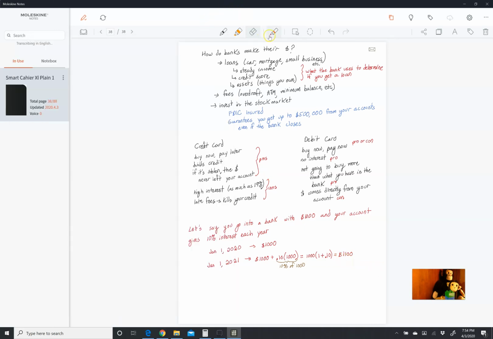Okay. Now this 1 represents like 100%. This says take 100% of what we have and add 10% to that. Okay? So this tells us that on January 1st, 2021, we have $1,100. Now this is assuming we are not withdrawing or depositing. We're keeping this simple. Okay, now let's see how much we have on January 1st, 2022.